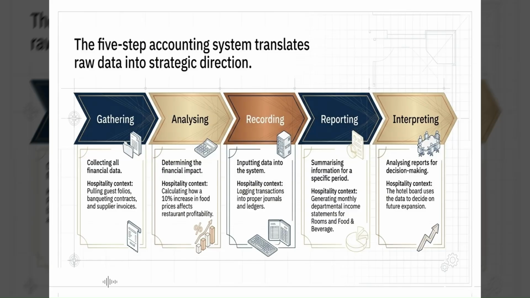Now we determine exactly how that information affects the business. This is where judgment enters. A supplier invoice for fresh produce affects your cost of sales, and it affects what you owe your creditor. A 10% rise in food prices affects restaurant profitability, menu pricing, and possibly the decision to change supplier.